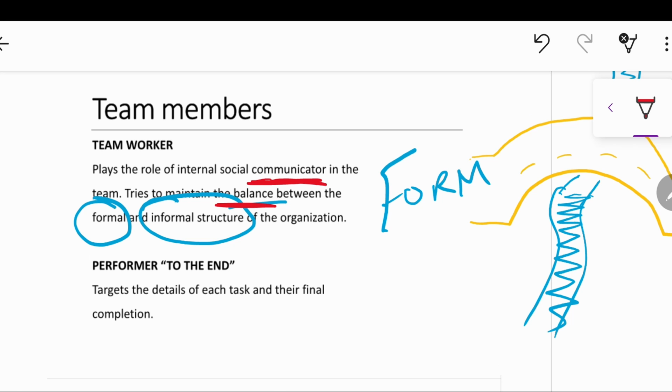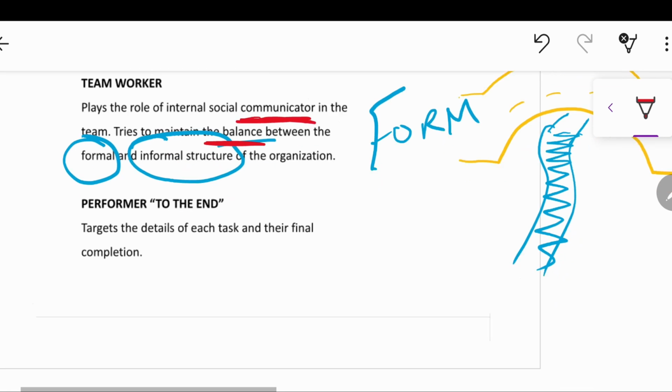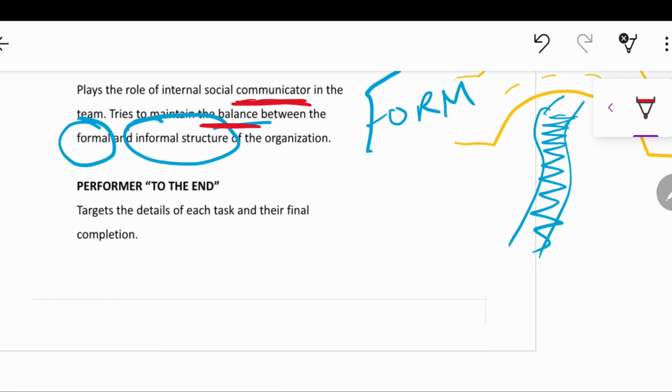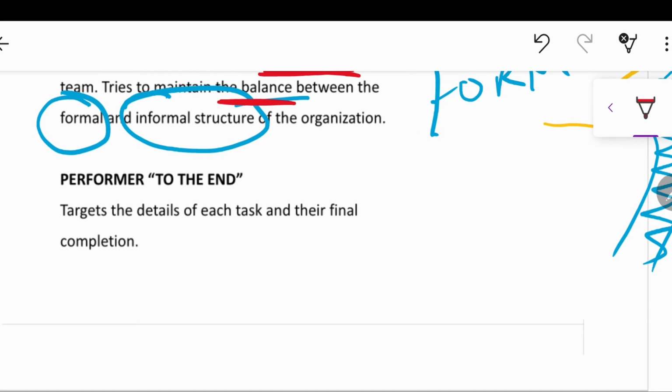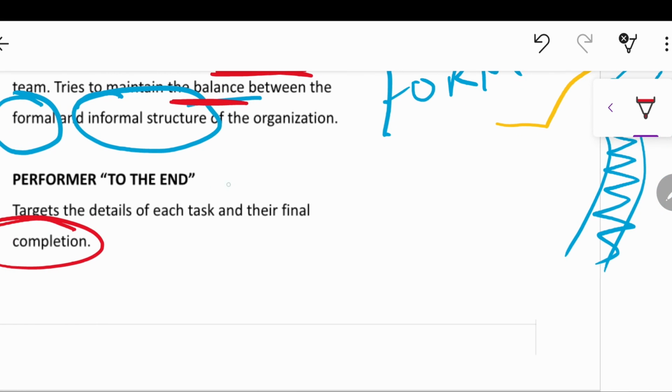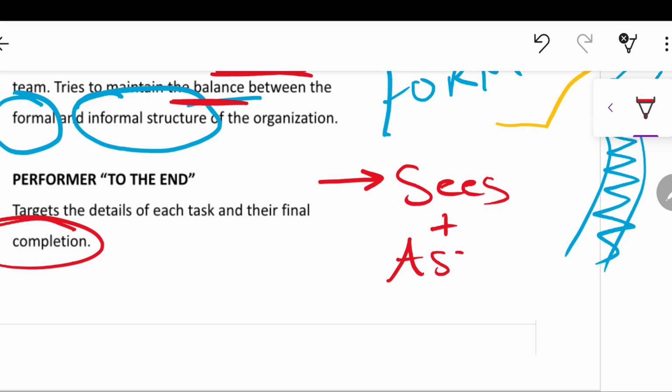Then finally we have the performer to the end. The performer to the end participates in the tasks, provides recommendations, and he assesses the tasks to their completion. So he sees and assesses task completion.